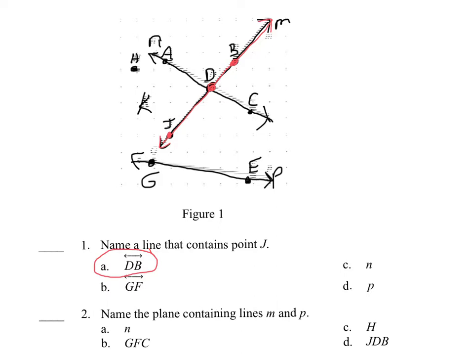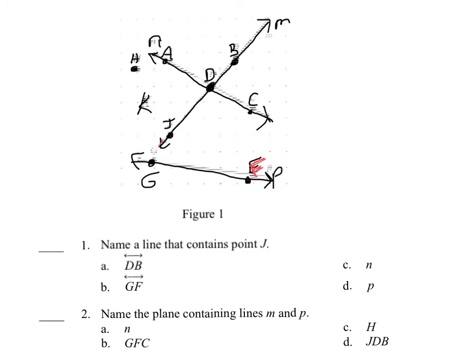GF, and actually I wrote that down wrong, didn't I? That should be GF right there. That should be an F. I'm trying to erase. Let's just scratch that out and put an F right there. That should read GF.